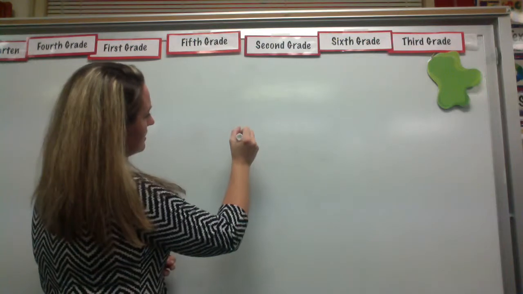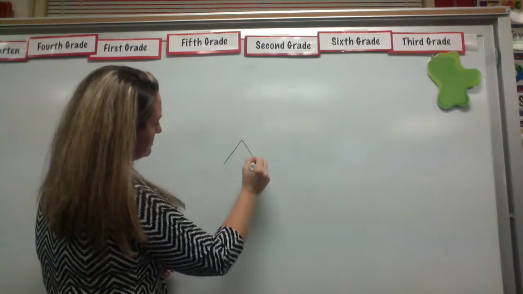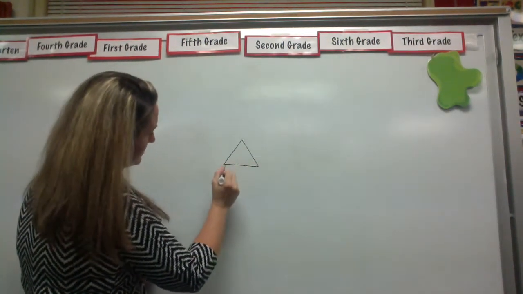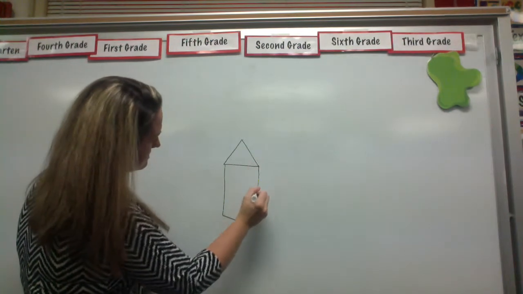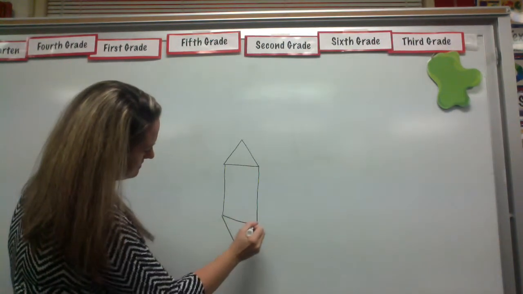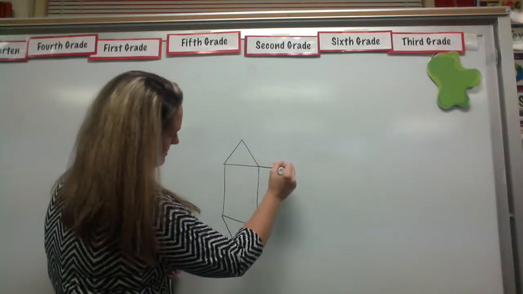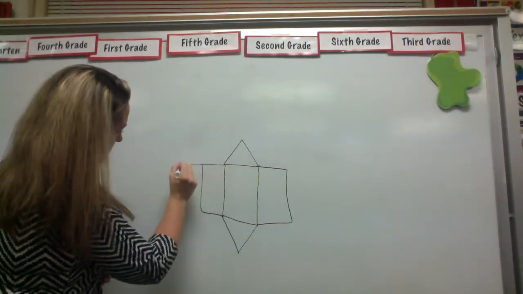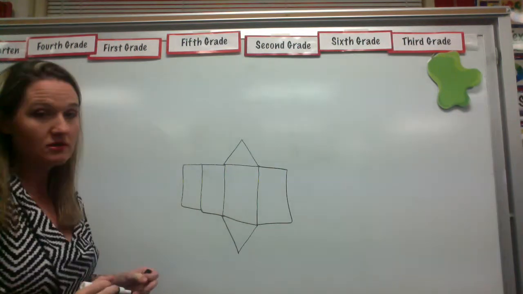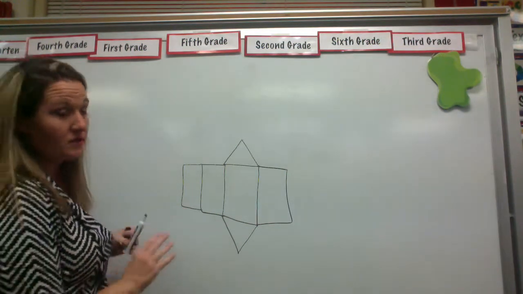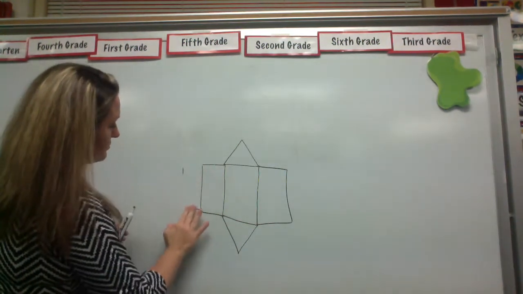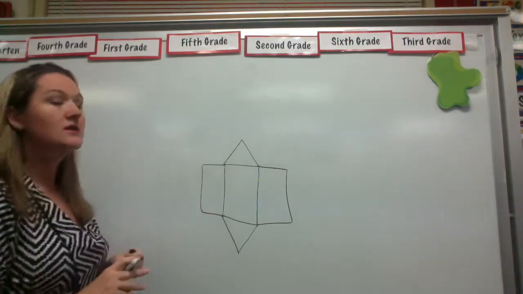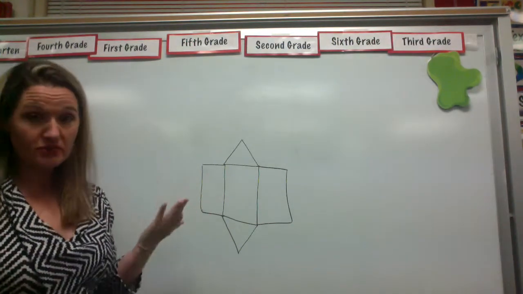So I'm going to have a triangle as a base. Here's a rectangle. Another rectangle. Another rectangle. All right, so believe it or not, actually I don't need that many. I only need 3 because a triangle only has 3 sides. So believe it or not, if this bolts together, it makes a triangular prism.